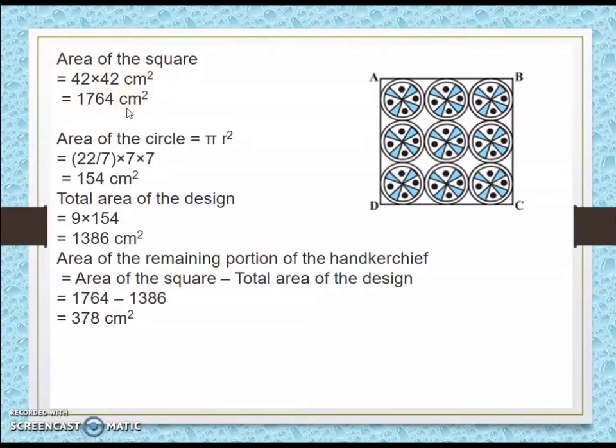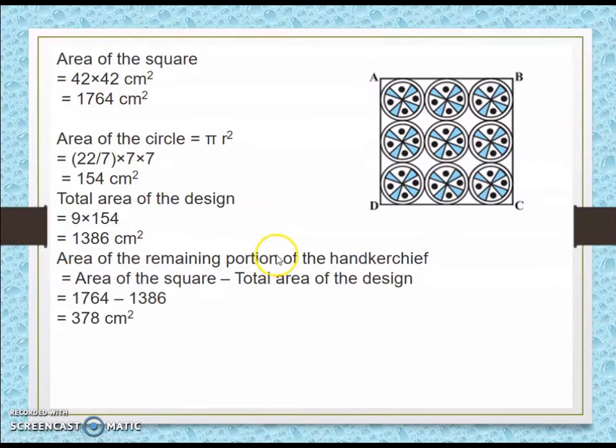square. Then the area of one circle will be pi r square, where r is 7. And this area will be multiplied by 9 because there are 9 such designs. So the area of the circular design will be 9 into 154. 154 is the area of one circle, then multiply it with 9. So 1386 centimeter square. So this is the area of the square, this is the area of the design.